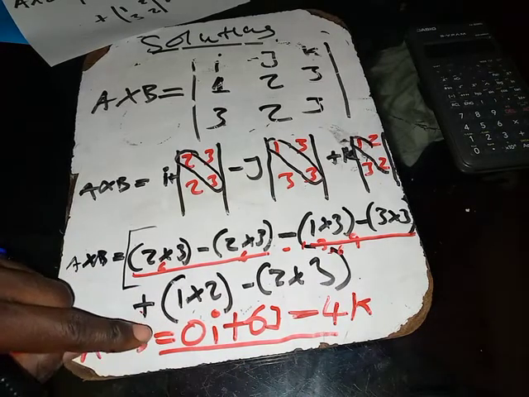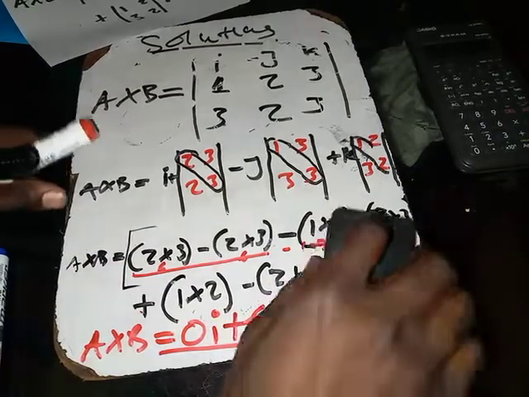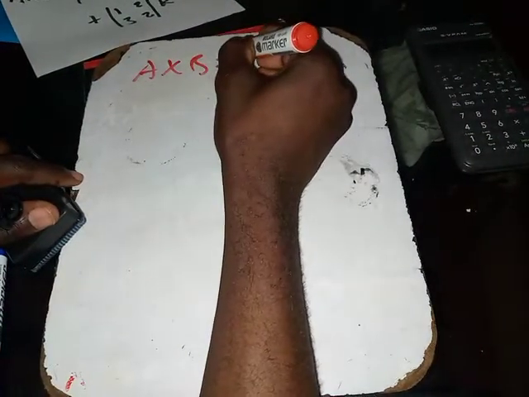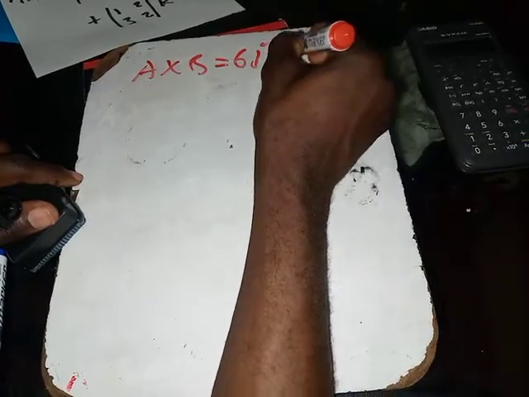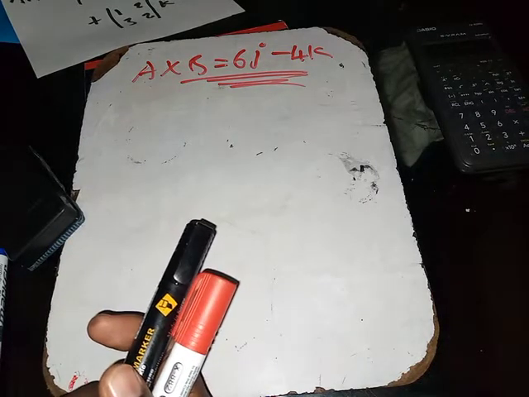Now, 0, you can ignore it. Such that at the end of the day, you have the final answer as this that I'm going to write here. Hope this has been gotten clearly. So our final answer, A times B, is equal to, that 0 has been ignored, 6J minus 4K as the final answer. So this is how we find A times B, or rather the vector which is perpendicular to these two vectors.